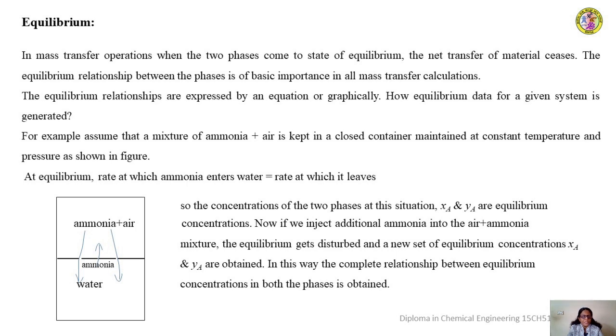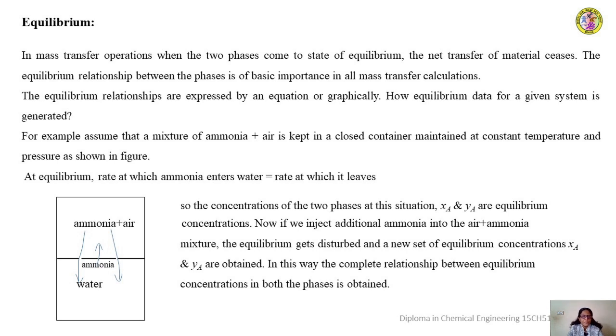Now, as you can make out, the ammonia concentration in air is high compared to that in water. Due to that concentration difference, quickly some molecules of ammonia enter the water. At the same time, a few molecules will escape back from water to air. Here the rate at which the ammonia enters from air to water will be higher compared to the rate at which the ammonia molecules enter from water to air, due to the concentration being high in the air compared to that in water.